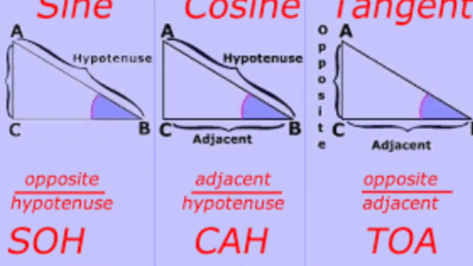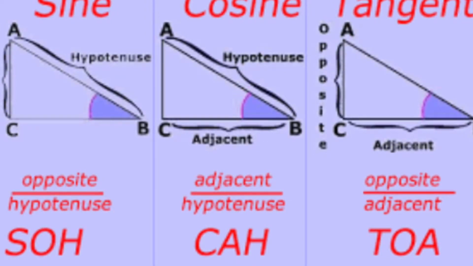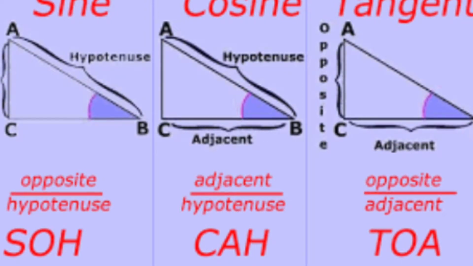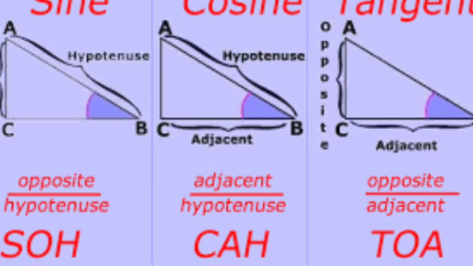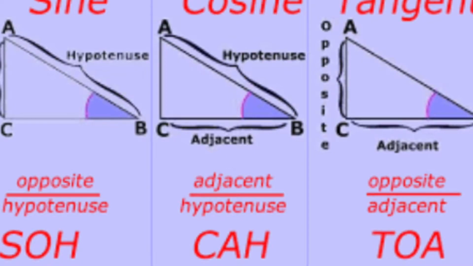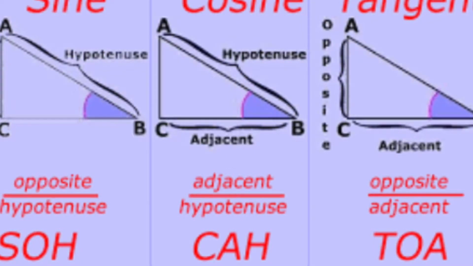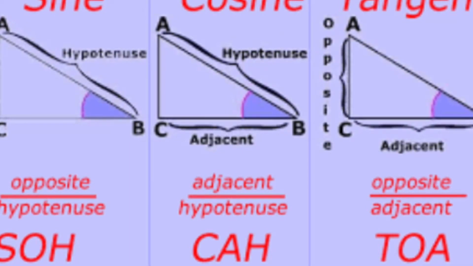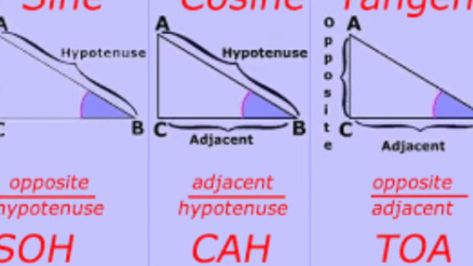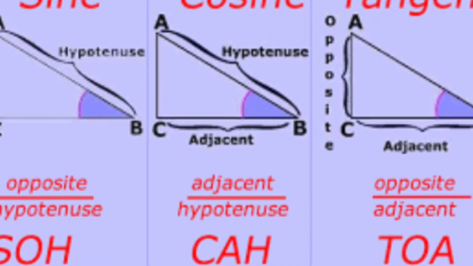SOHCAHTOA means for SOH, sine of your angle equals the opposite over the hypotenuse. The CAH means the cosine of your angle equals the adjacent over the hypotenuse, and the TOA means the tangent of your angle equals the opposite over adjacent.